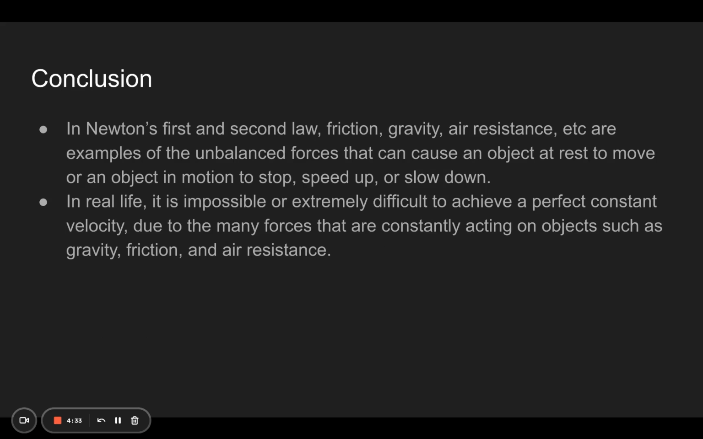To wrap this up, in Newton's first and second law, friction, gravity, and air resistance are examples of the unbalanced forces that can cause an object at rest to move or an object in motion to stop, speed up, or slow down. In real life, it is impossible or extremely difficult to achieve a perfect constant velocity due to many forces that are constantly acting on objects, such as gravity, friction, and air resistance.